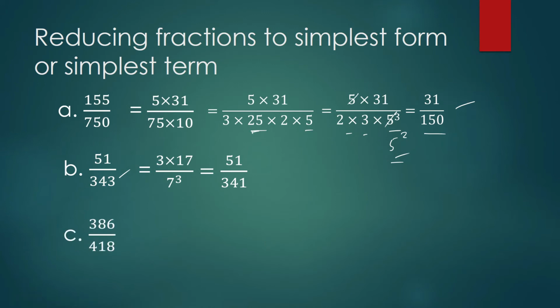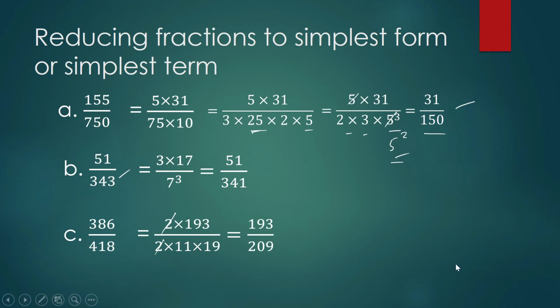386 over 418, let us write this in its simplest form. 386 is equal to 2 times 193. 418 is equal to 2 times 11 times 19. 2 is a common factor. 2 divided by 2 is 1. And so we are left with 193 over 209.